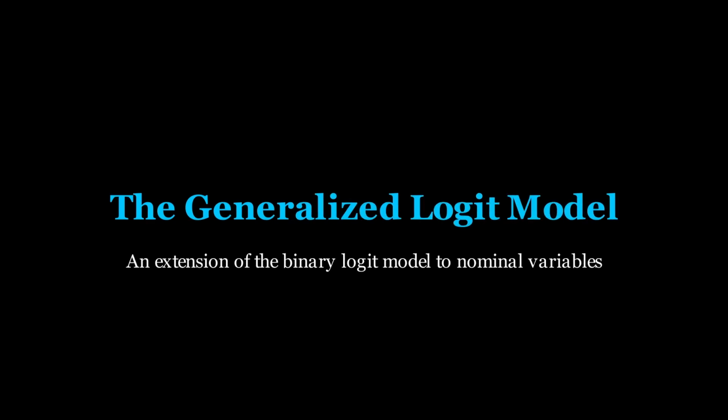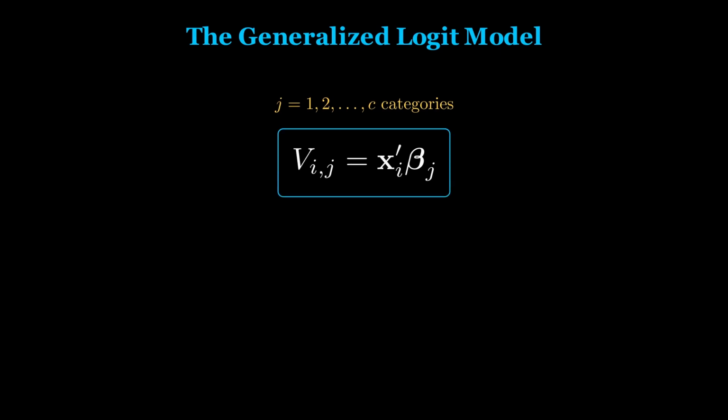The generalized Logit model is an extension of the binary Logit model that handles nominal variables. It models the log odds of one outcome relative to a reference category. For j equals 1 through c categories, the generalized Logit model defines a linear component Vij equal to the vector of predictors xi transposed times the coefficient vector beta j.